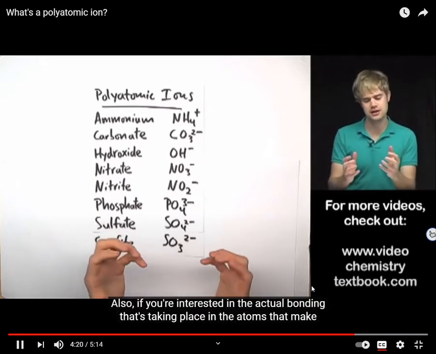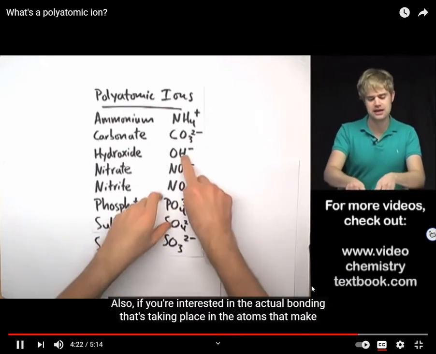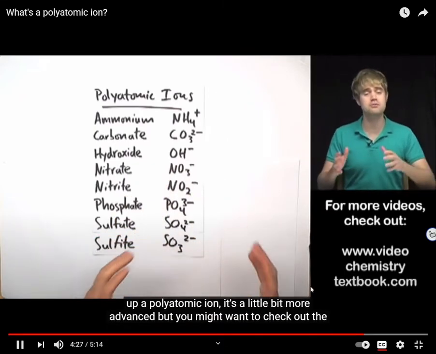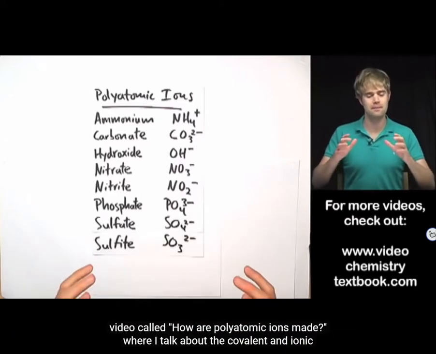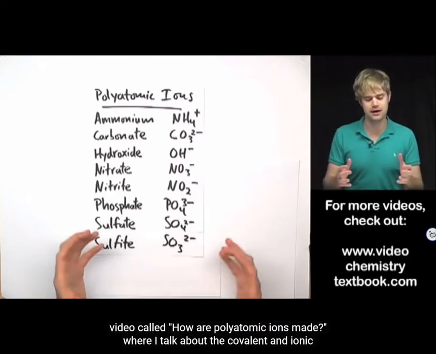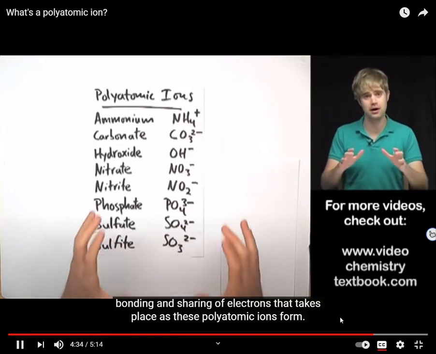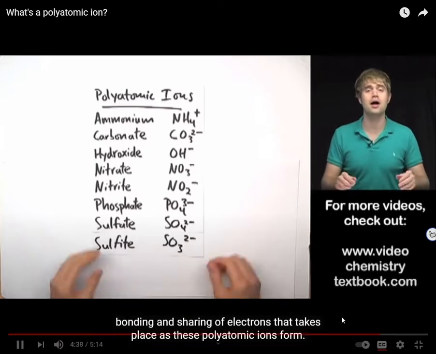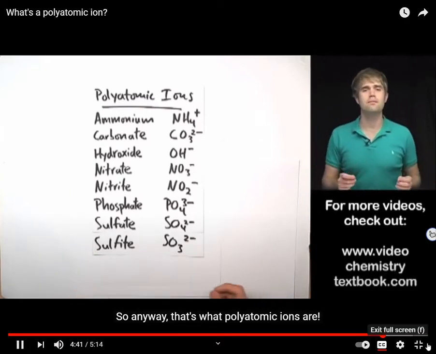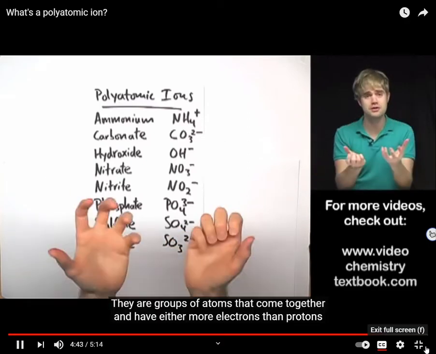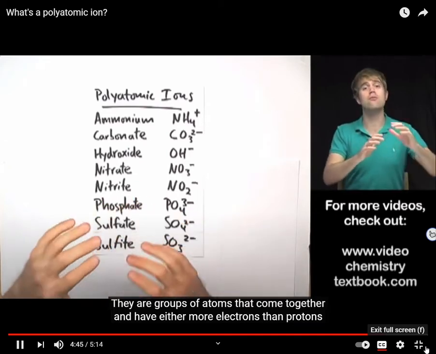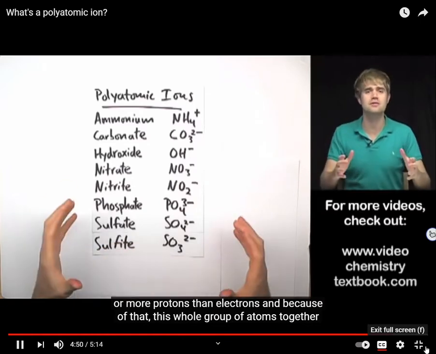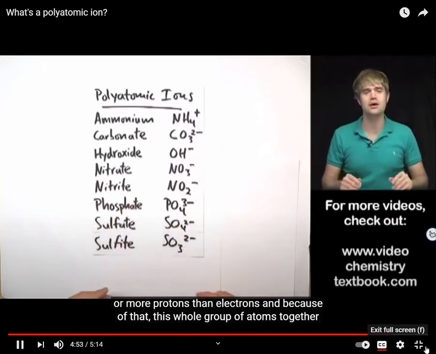Also, if you're interested in the actual bonding that's taking place in the atoms that make up a polyatomic ion, it's a little bit more advanced, but you might want to check out the video called How Are Polyatomic Ions Made, where I talk about the covalent and ionic bonding and the sharing of electrons that takes place as these polyatomic ions form. So anyway, that's what polyatomic ions are. They are groups of atoms that come together and have either more electrons than protons or more protons than electrons, and because of that, this whole group of atoms together has a charge.